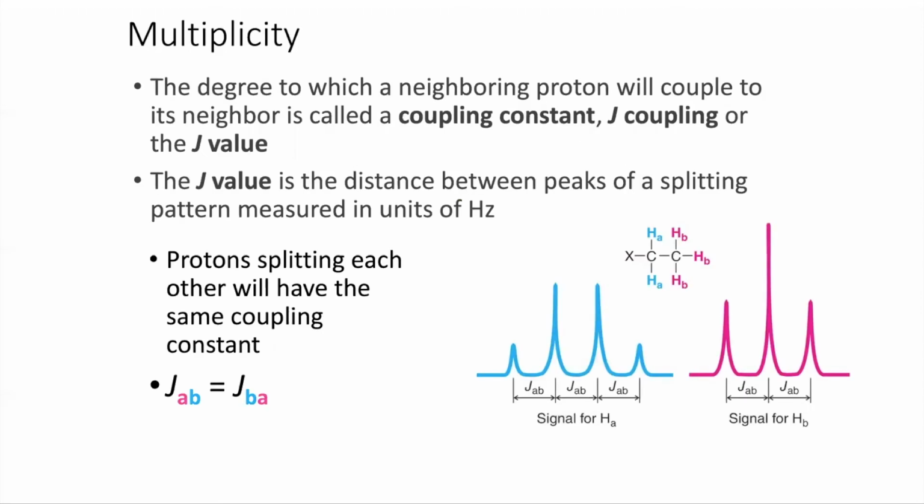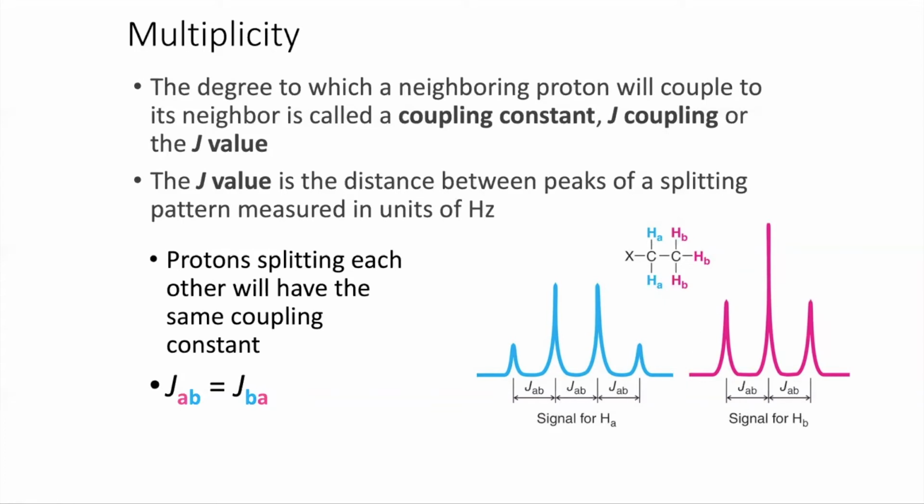The other thing I want to mention here is J coupling. So the degree to which a neighboring proton will couple its neighbor is called the coupling constant, or J coupling, or the J value. The J value is the distance between the peaks of a splitting pattern. So it's the distance between this peak and this peak, which is the same as this distance and the same as this distance. So if you're looking at the quartet, HA gives the quartet, and HB gives the triplet.